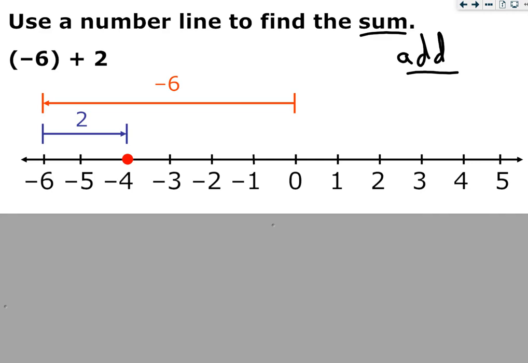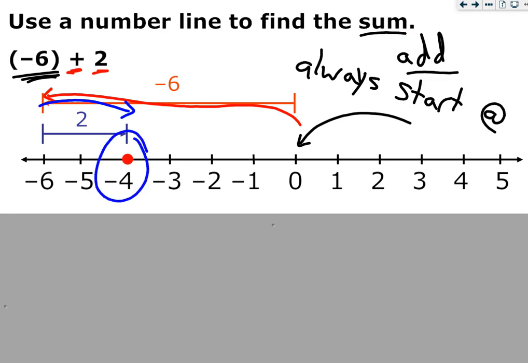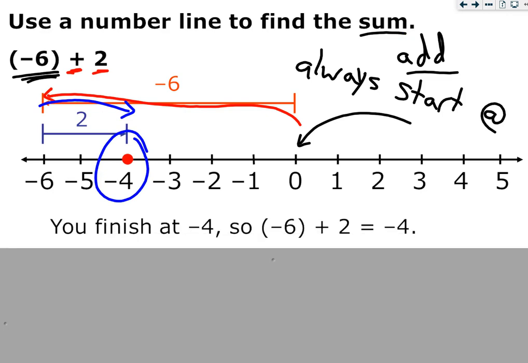-6 plus 2, you always on a number line start at 0. So we go with -6 first. So we go in the -6 direction, 6 units. Okay, then we add 2. When you add 2, you go in the positive direction, 2 units. Notice the ending number we are on is -4. So the answer is -4.